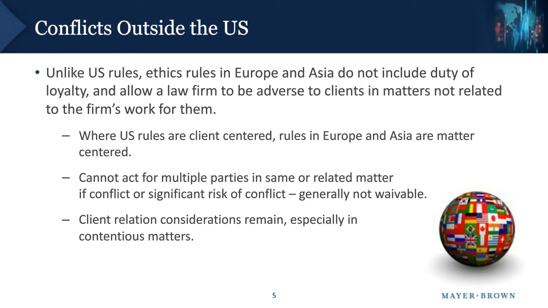Now, there are still some restrictions under the rules in Europe and Asia. As the slide says, a lawyer or law firm cannot act for multiple parties in the same or related matter if their interests are not aligned. That is, if there is a conflict or significant risk of conflict between them. And that sort of conflict is generally not waivable. Now, obviously, even though the European and Asian rules allow lawyers to be adverse to their clients, there are still client relation concerns, especially in contentious matters.